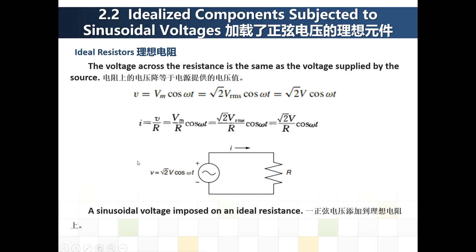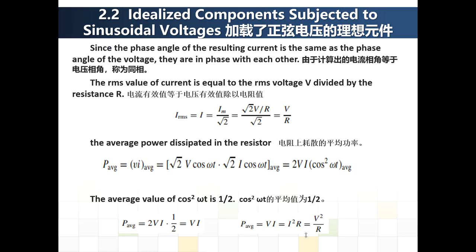What does this mean? This means when a sinusoidal voltage is imposed on an ideal resistance, the current is equal to the voltage divided by the resistance. The current is also a sinusoidal waveform. Since the phase angle of the resulting current is the same as the phase angle of the voltage, we say they are in phase with each other. And the RMS value of current is equal to the RMS voltage V divided by the resistance R.